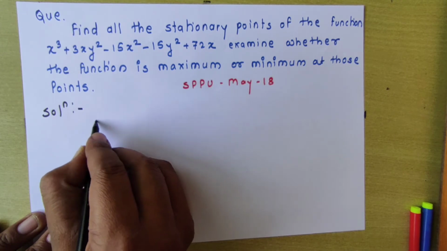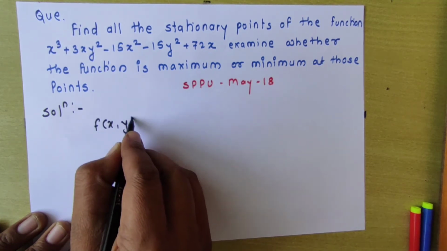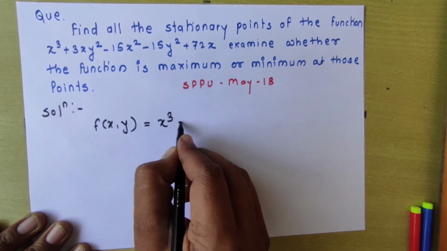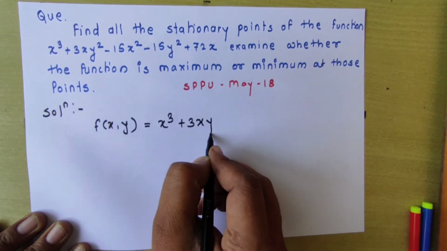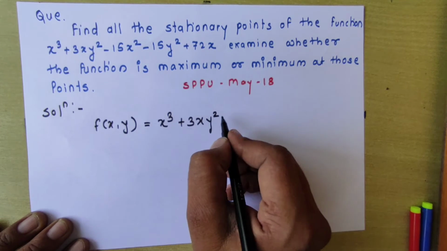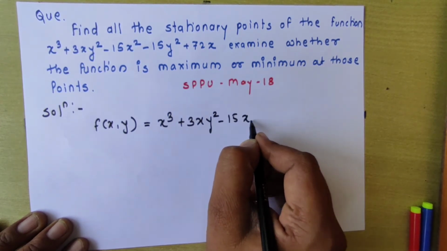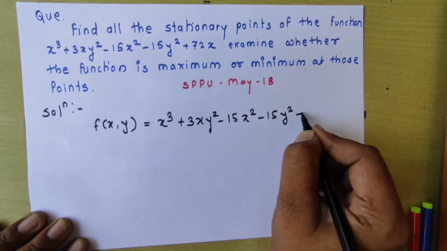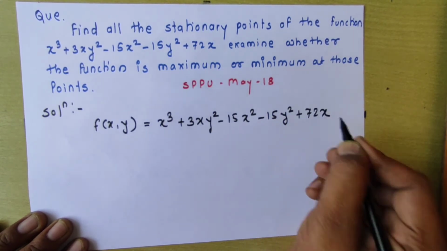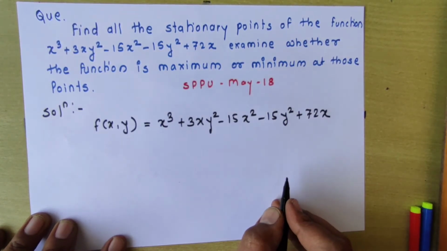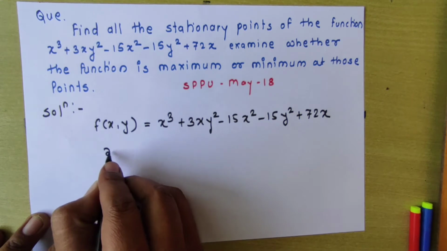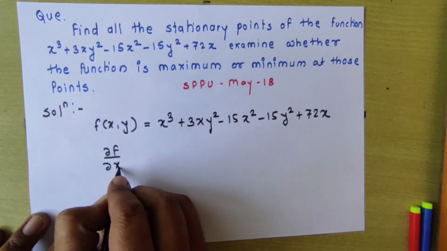f of x comma y, here we have two variables, is equal to x cube plus 3xy square minus 15x square minus 15y square plus 72x. So this is the given function. Now, by step number 1, we need to find del f by del x.